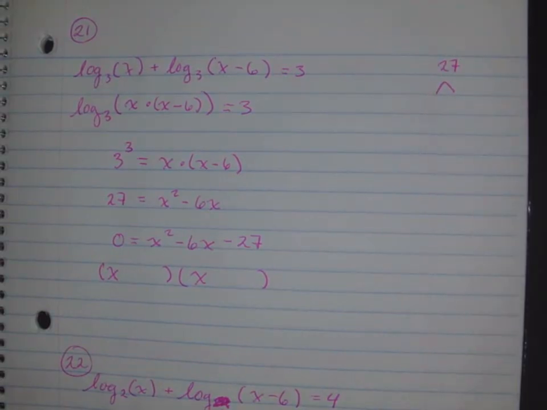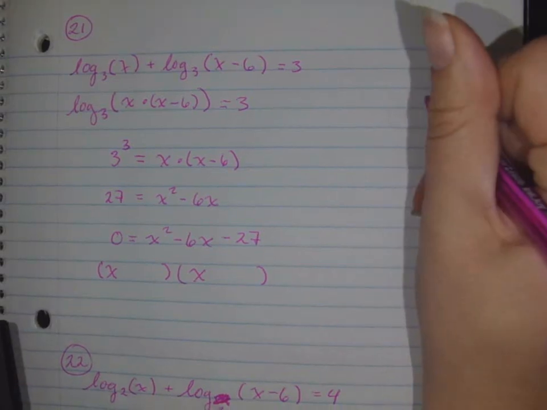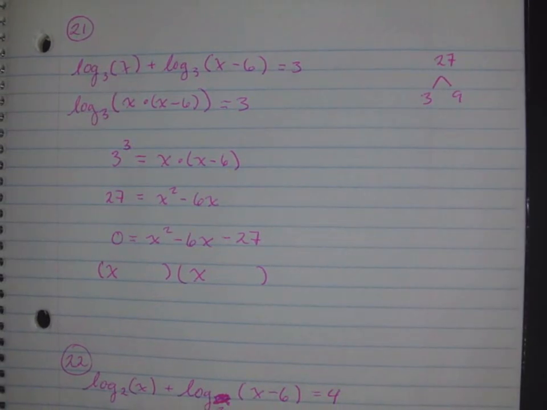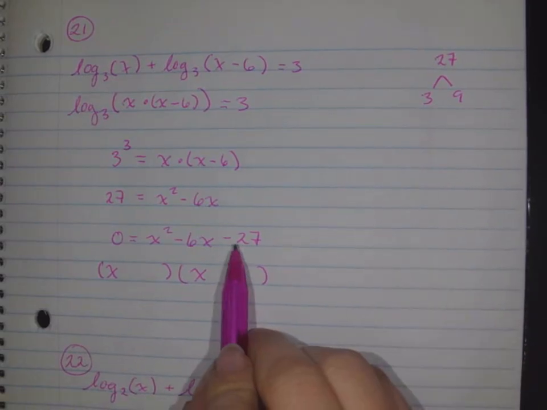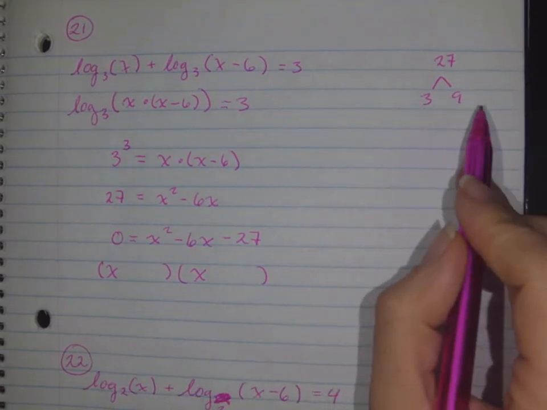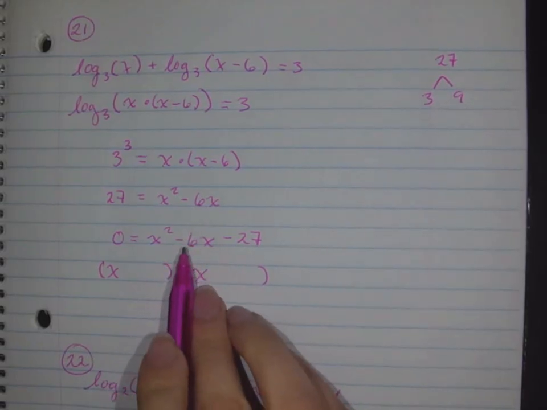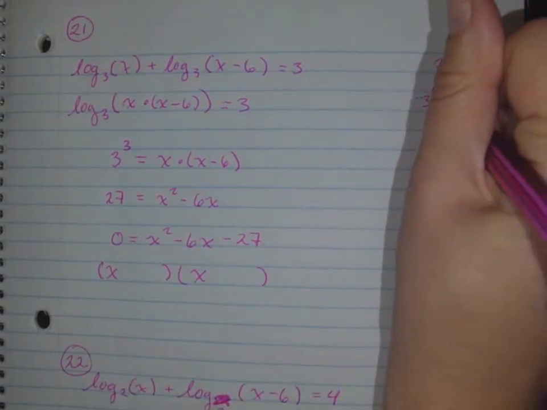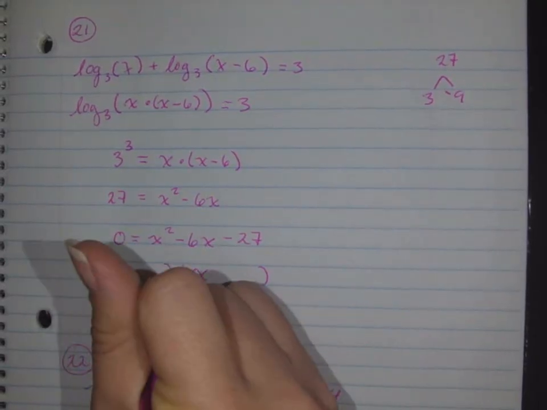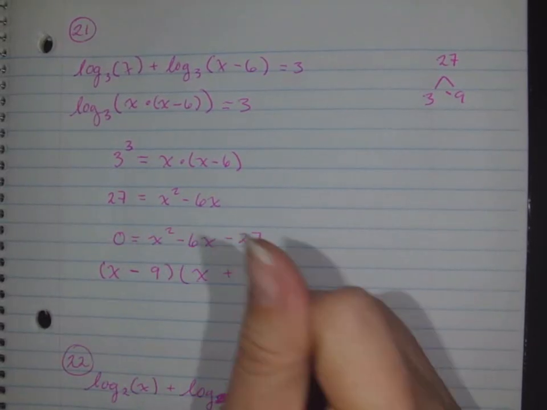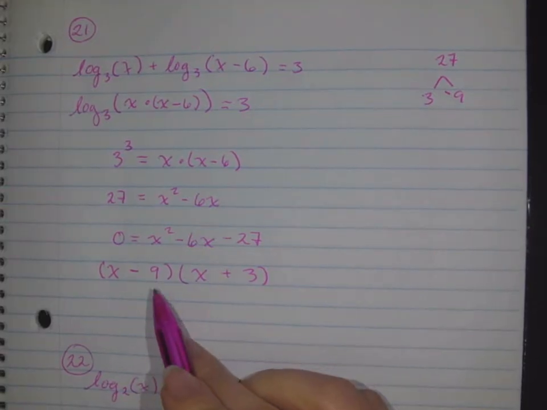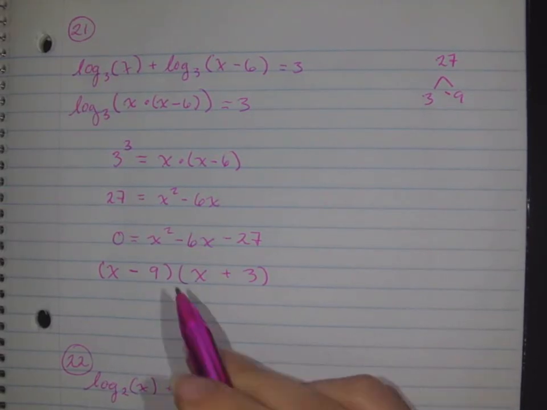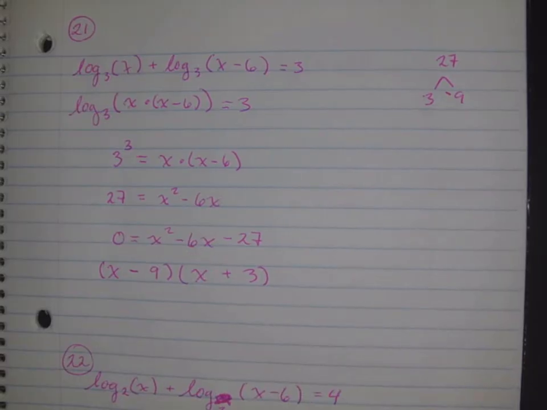So yeah, 1 and 27, 27 doesn't divide by 2 evenly. But we could do 27 divided by 3, because if you do 3 and you multiply it by 9, then it's 27. But if we want this to be a negative 27, we need one of these to be a negative, and we need them to add to be negative 6. So what if we make the 9 negative? Because we could do this. Negative 9 plus 3 would give us a negative 6. All right, great.